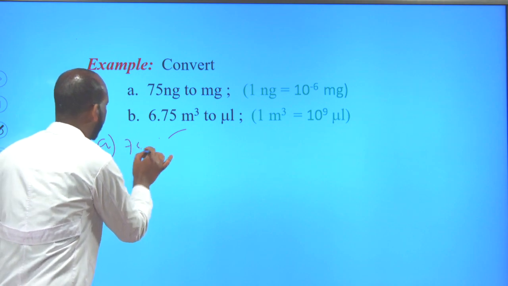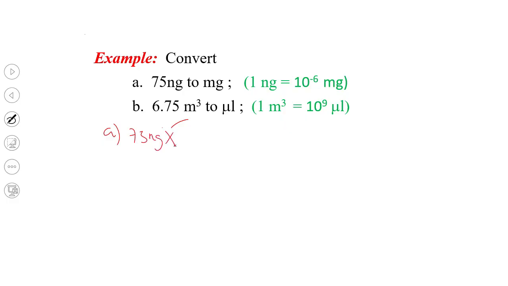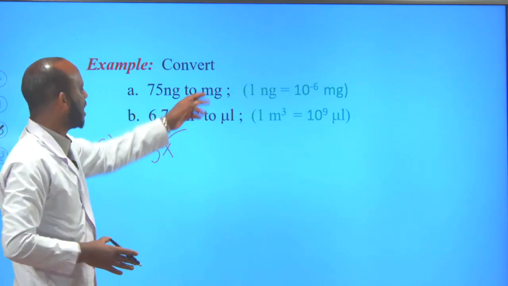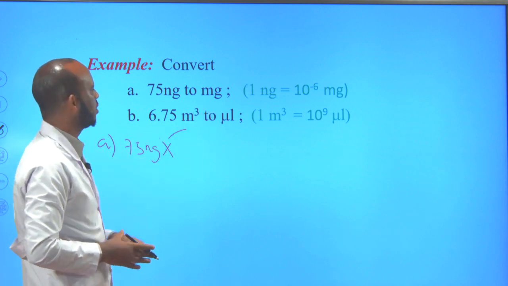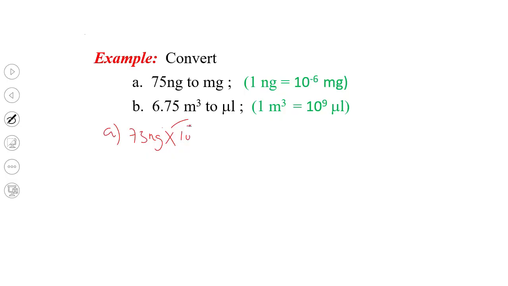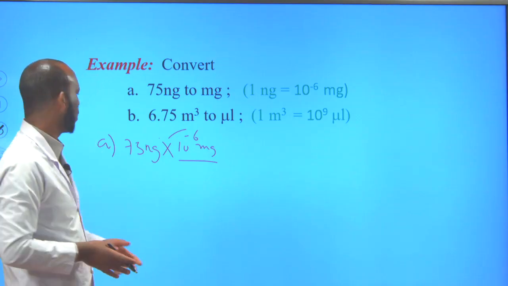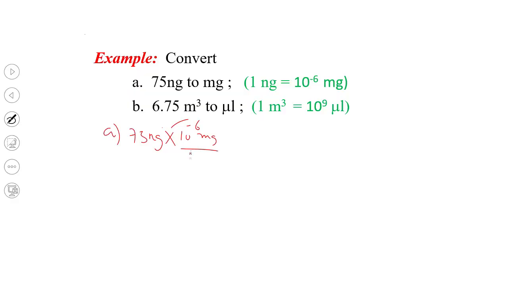75 nanogram times quantity of desired, which is milligram. Unit of desired quantity is 10 raised to minus 6 milligram, divided by unit of original quantity, which is nanogram, 1 nanogram. Nanogram will be cancelled by nanogram. Now this is the same as 75 times 10 raised to minus 6 milligram. We can write this as 7.5 times 10 raised to minus 5 milligram.